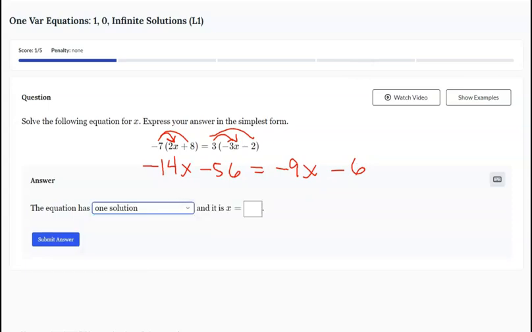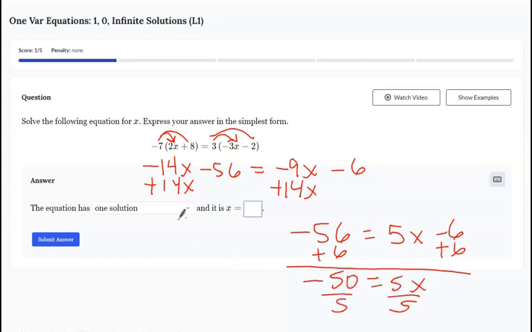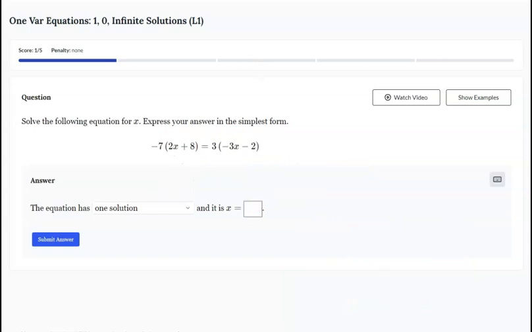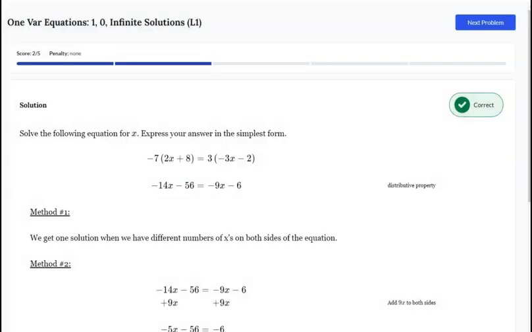And now they're going to ask me what that solution is. So I'm going to add 14x to both sides. And that gives me negative 56 equals 5x minus 6. Add 6 to both sides. Negative 50 equals 5x. Divide both sides by 5 and get negative 10. And that concludes homework number 4.